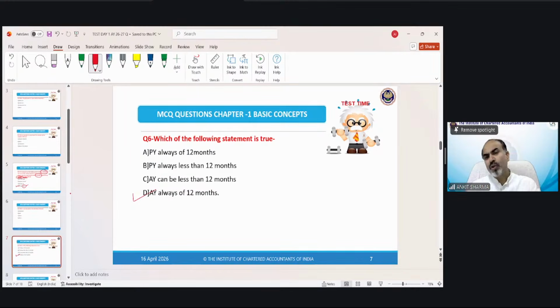Look, in case of a new business, the previous year could be less than 12 months. Suppose we have started a business on 1st of November 2025. So in this case, previous year would be from 1st November 25 till 31st March 26. But the assessment year in this case would remain from 1st April 26 till 31st March 27.